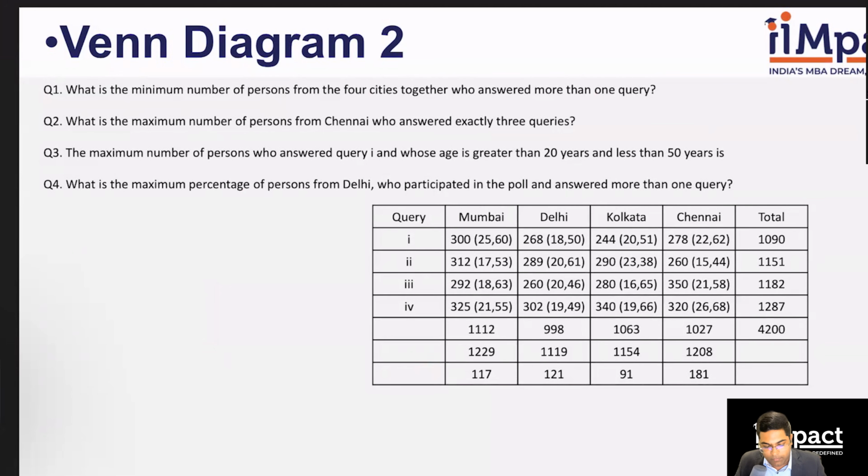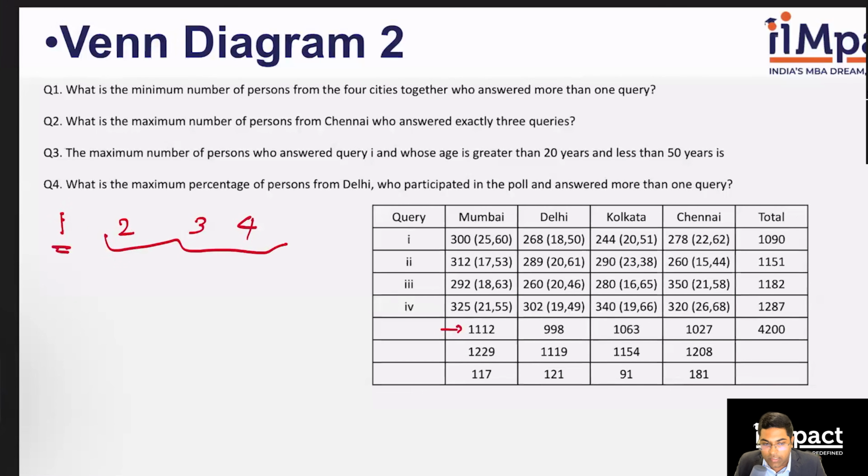Now, once I've done this, it becomes very simple. Let's see question number one. What is the minimum number of persons from four cities together who answered more than one query? Now, guys, tell me. Here I will have people who have answered 1, 2, 3, and 4. I know that everybody has answered at least one query. That is always there. If I have to minimize the number of people who have answered more than one query, what will I do theoretically speaking?